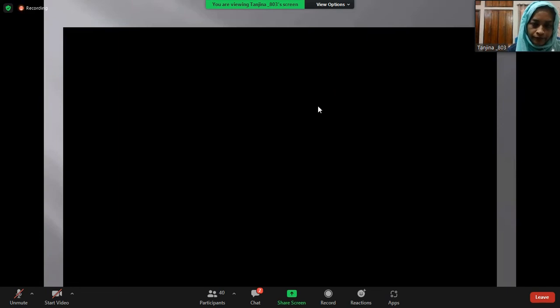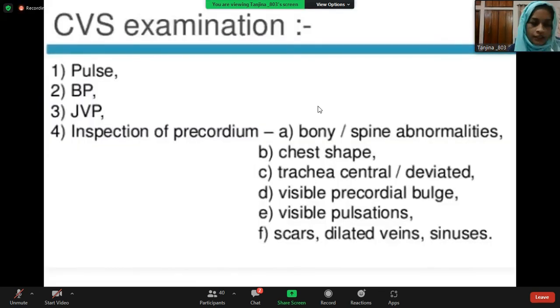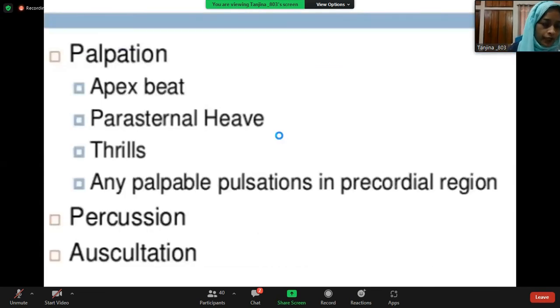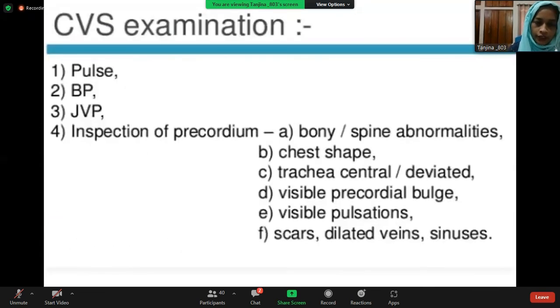The examination of the heart, the examination of the precordium, is performed with the patient lying in the supine position, and it begins with the general examination, which gives very important information like the shape of the chest, any bony abnormalities, any visible pulsation, any scar marks or dilated veins. This is a video clip of the examination of the precordium, step by step.